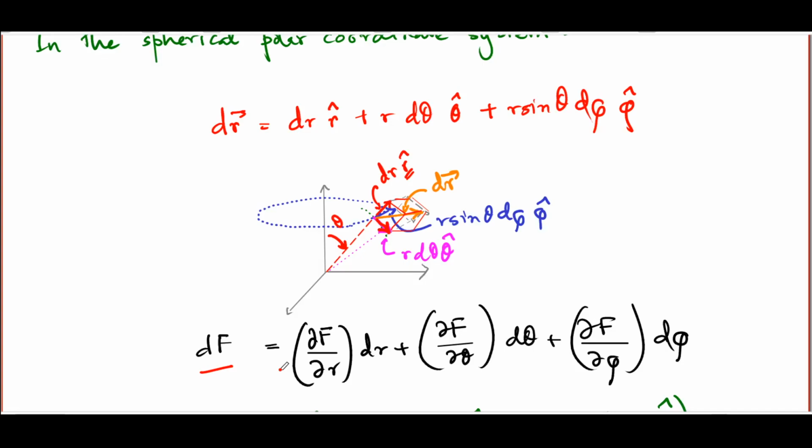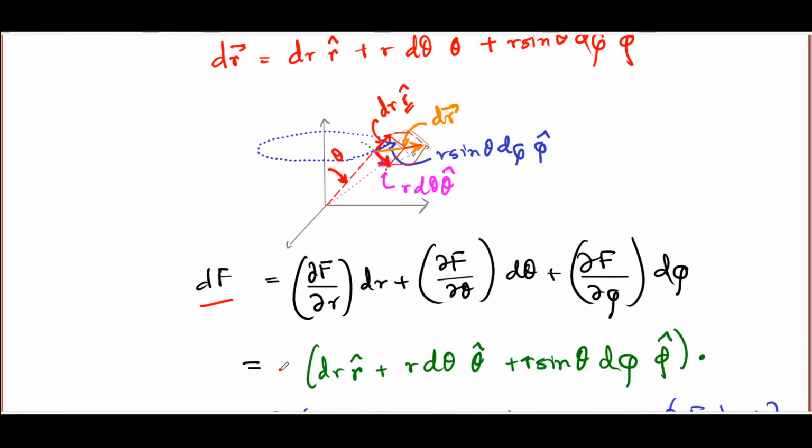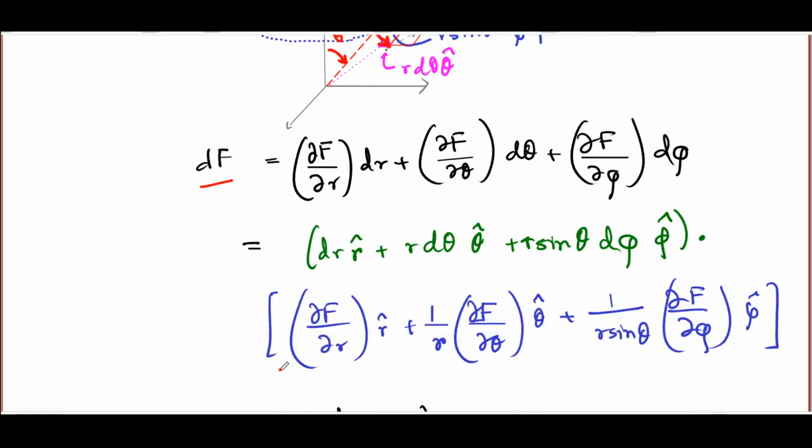Now I want to rewrite this as a dot product with the displacement dr, which is in green here, and the vector that you have to carry out the dot product with in order to get this is here. It has the components del F del r, del F del theta, del F del phi in the r hat, theta hat, phi hat direction. Just like we had del phi del x, del phi del y and del phi del z when we were talking about grad phi. But here we have this additional 1 by r factor here and a 1 by r sine theta factor here. Why do you need them? You need them exactly to cancel out the r and the r sine theta respectively in these two displacement terms, so that when I take the dot product, I actually get this expression back.